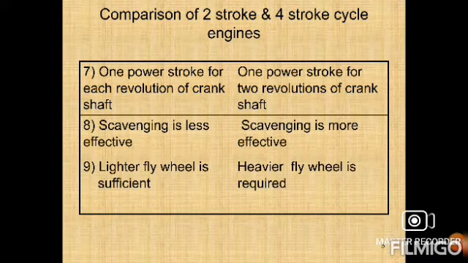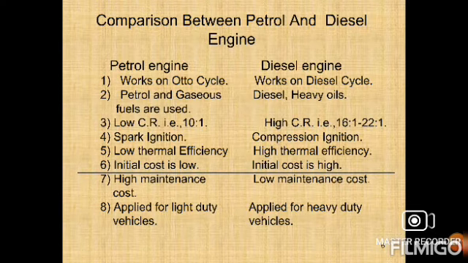Next we will discuss petrol engines and diesel engines. Petrol engines are spark ignition, and diesel engines are compression ignition. Spark ignition means the fuel is ignited with the help of a spark plug, whereas in a diesel engine, ignition is provided with the help of a fuel injector pump. We will discuss each of these.